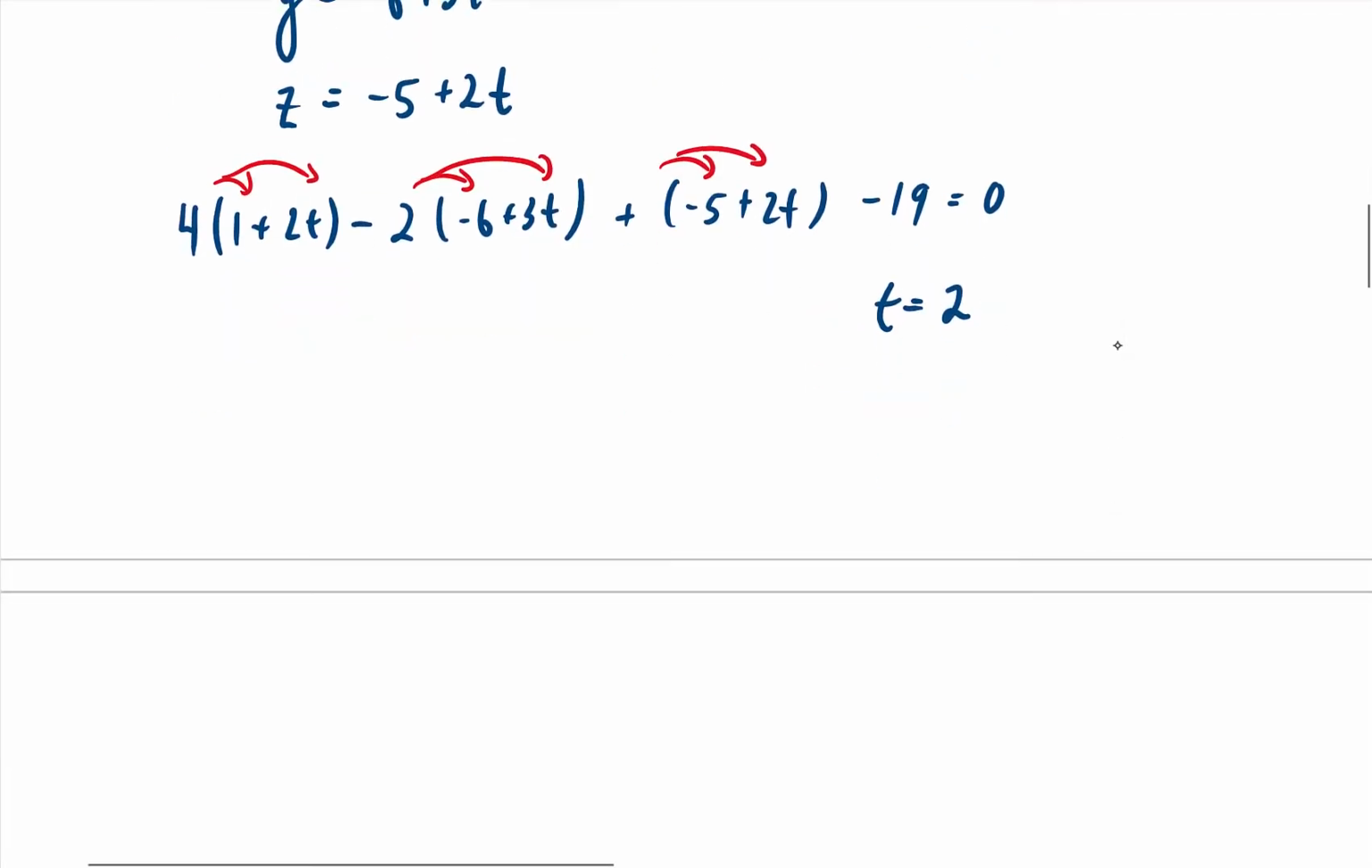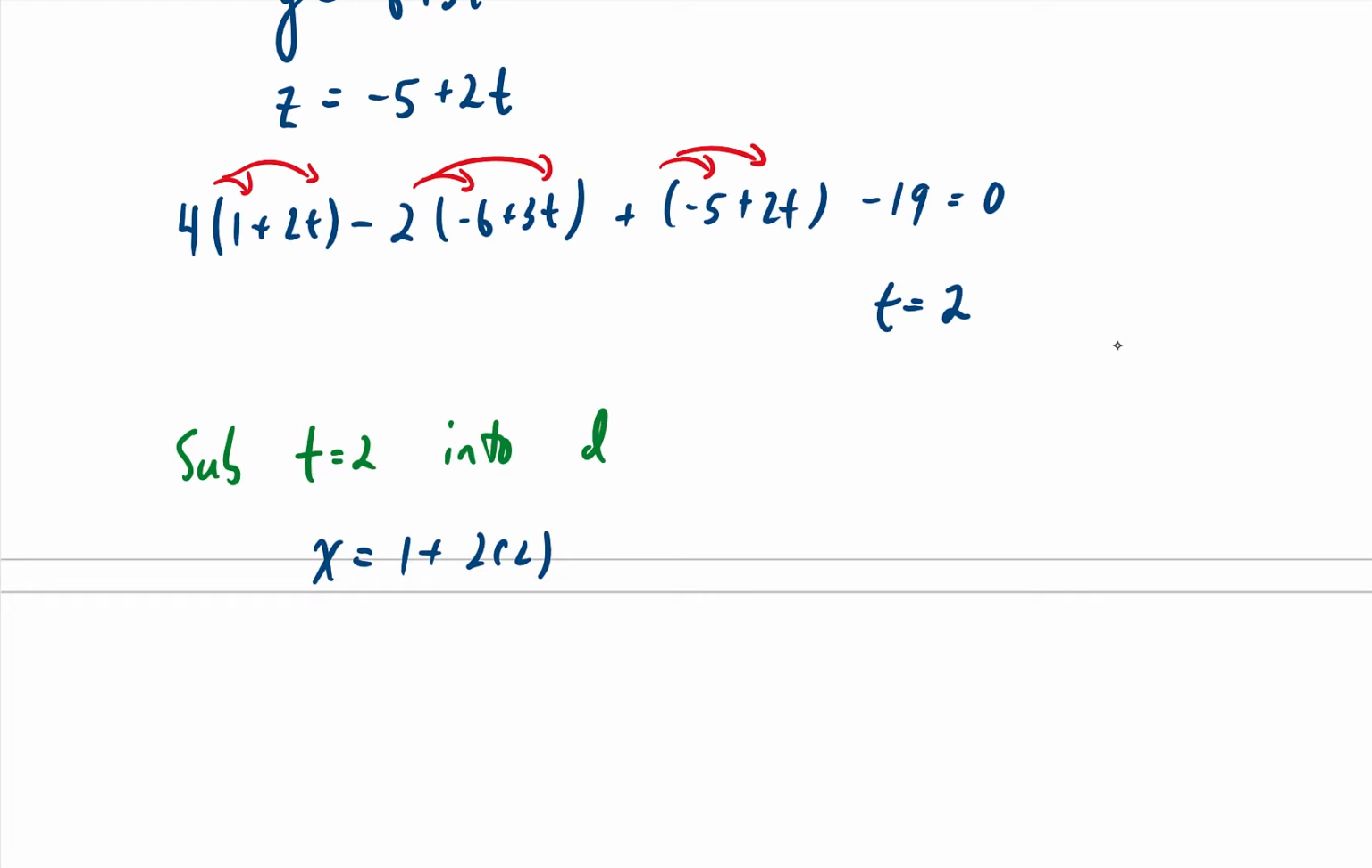Now that I have the t value, I'm going to sub that back into the equation for our line. And if we do that, we get x is equal to 1 plus 2 times 2, which is 5. We get y is equal to -6 plus 3 times 2, which is 0. And z is equal to -5 plus 2 times 2, which is equal to -1.